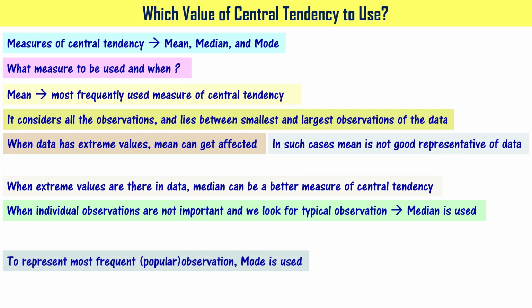Mode is used to represent the most frequent observation. For example, you want to know which movie is popular, which TV channel is popular, or among all the videos I upload, which video is more popular with the students. Mode is going to tell you that kind of information, right? I hope you got the concept.